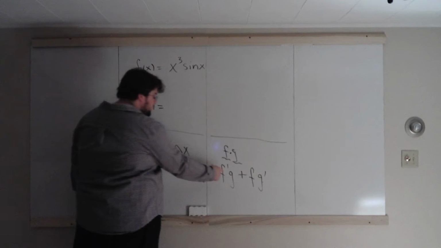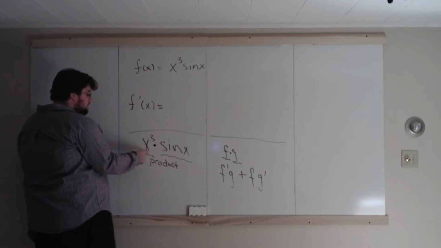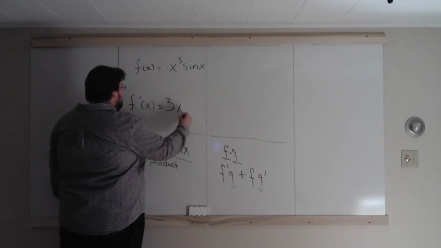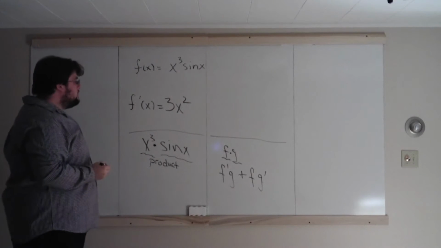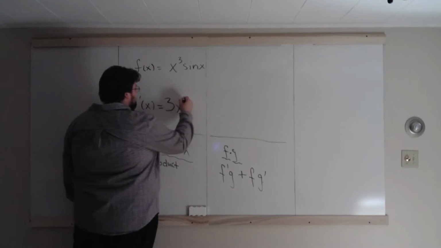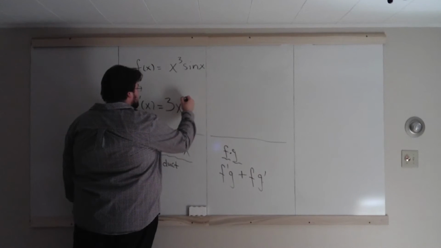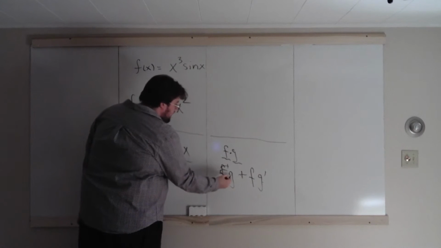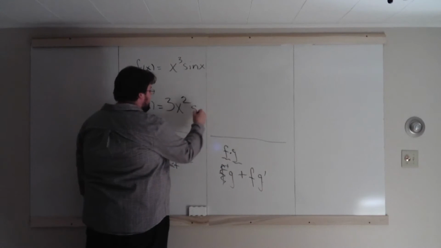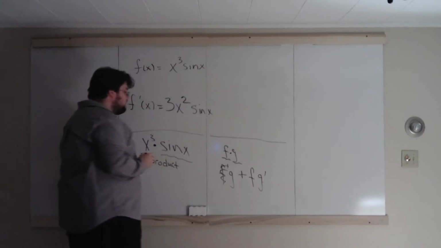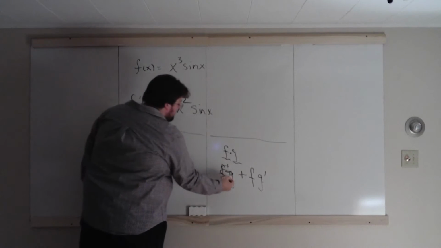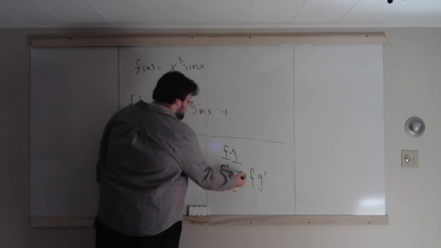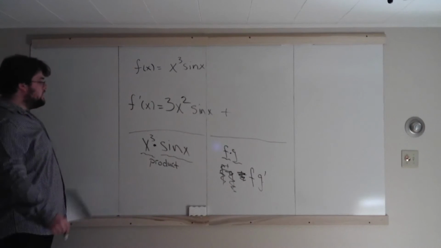Well, let's start with the derivative of the first. The first is x cubed. The derivative of x cubed, using a power rule, is 3x squared. 3x to the 3 minus 1, and 3 minus 1 is 2. Okay, that takes care of this part. Now we need g. Well, g is just sine x. Okay, good. Halfway done. 2/5 of the way done. Positive sign. 3/5 of the way done. Now we just need f g prime.